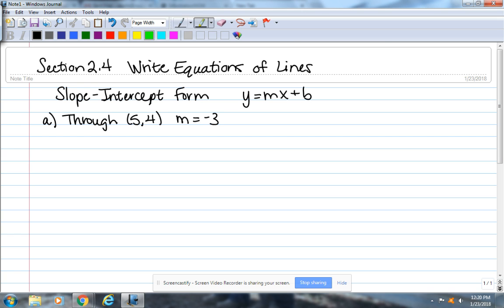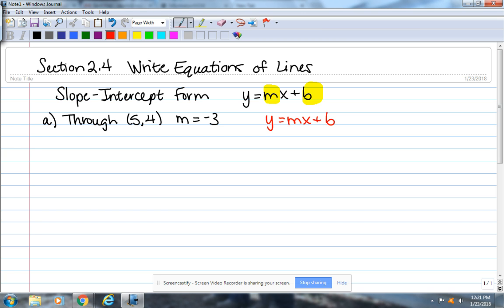Now, there's two things that you need specifically when you're writing an equation of a line in slope-intercept form. You need to know the slope, and you need to know the y-intercept. Now, in this problem, they have given us the slope. The slope is m equals -3. And so what we're missing is the b part of the equation. We're missing the y-intercept. So before we can write the equation of the line that goes through (5, 4) and has a slope of -3, we need to know what our y-intercept is. And the way that we get the y-intercept is by plugging information into the equation y equals mx plus b.